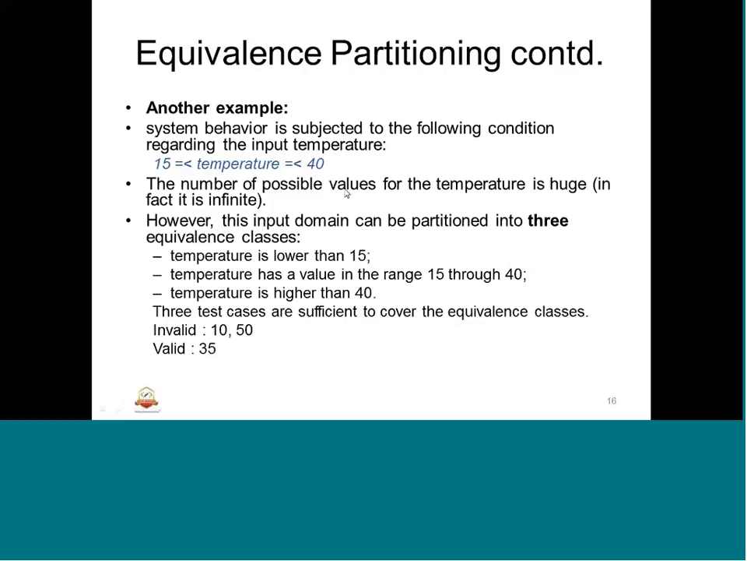The number of possible values for the temperature is huge. We can have 15.01, 15.02, 15.1, 15.2, 15.3, likewise till 39.999, subject to the acceptability of the embedded system. So it is infinite, the values could be different. We know that we are going to have an equivalence partition for the sake of reducing all this. So that is what is mentioned here.